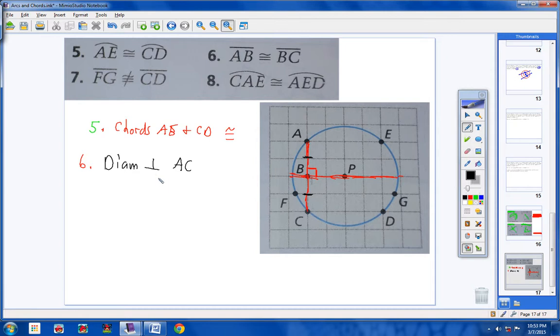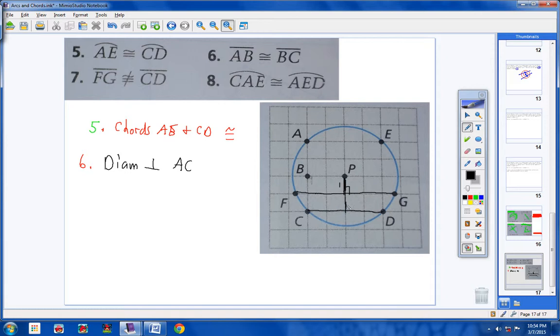How do I know for sure that FG is not congruent to CD? Guys, they're not equidistant from the center. Look, FG is this far from the center, 1 unit. CD is 2 units from the center. CD is 1, 2 units from the center. So there's no way they're congruent because they're not equidistant from the center.